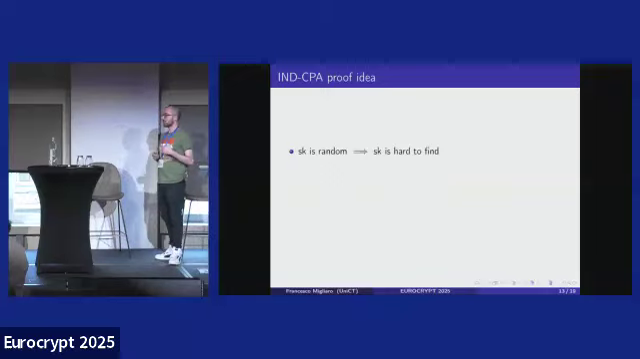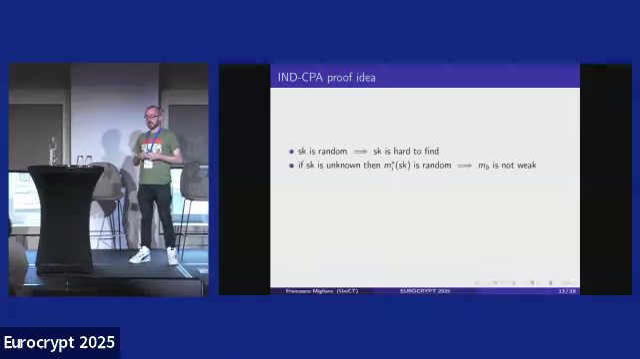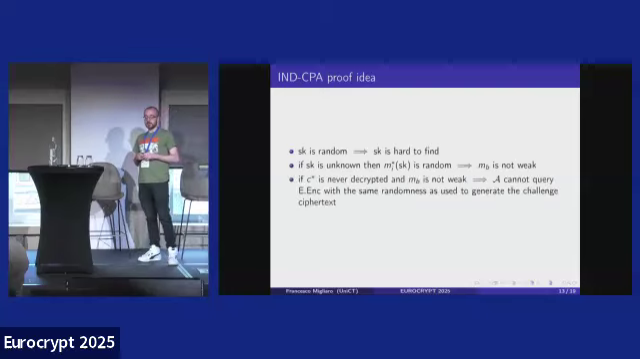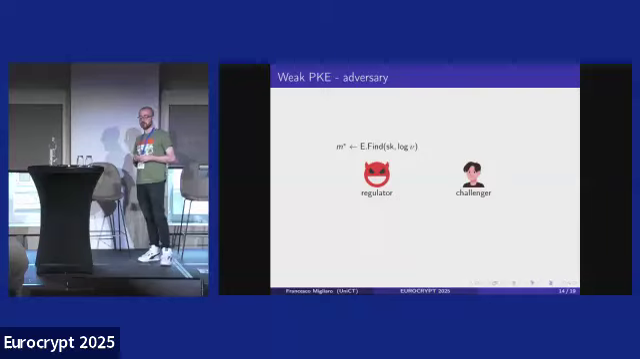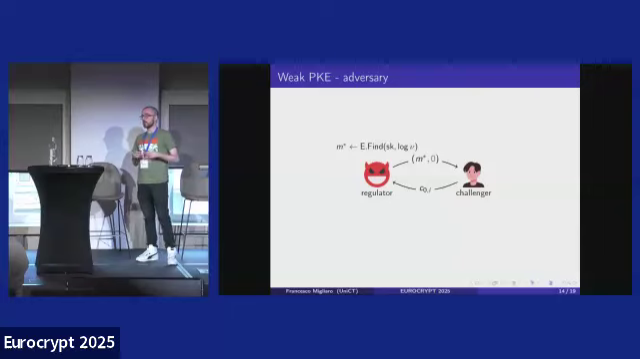And why is this in CPA? Because if the secret key is random, then the weak messages are hard to find, and we cannot distinguish the games. If we don't know the secret key, then the weak messages are random, and so the adversary cannot pick a weak message during the CPA challenge. And if he cannot ask for C star, and the message that he queries is not weak, then he cannot obtain a ciphertext that matches the challenge ciphertext.